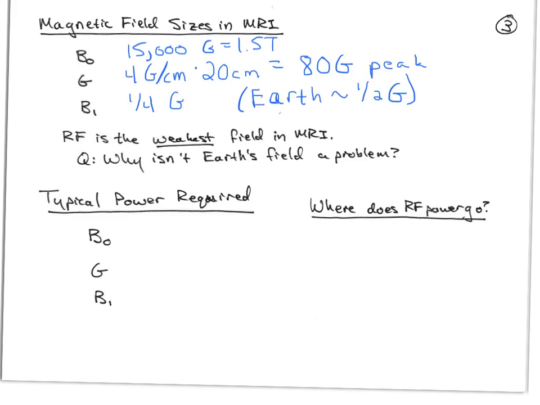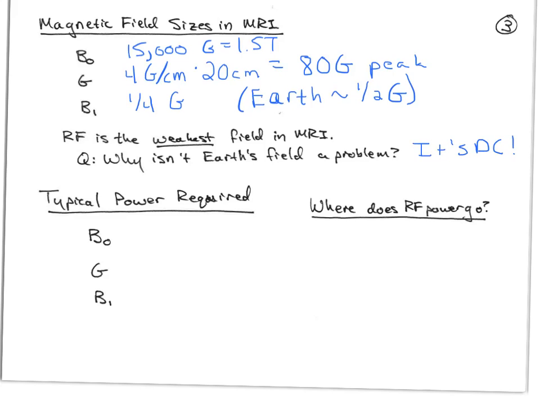Well, it's because the Earth's magnetic field is not on resonance. It's a DC field, while the RF field that we're creating oscillates at the same frequency that the magnetization is resonant on. So the reason that the Earth's field is not a problem is that it's DC. It's constant in time.